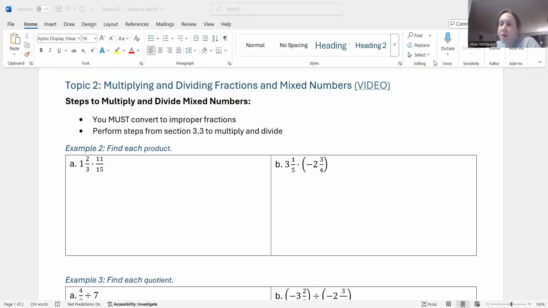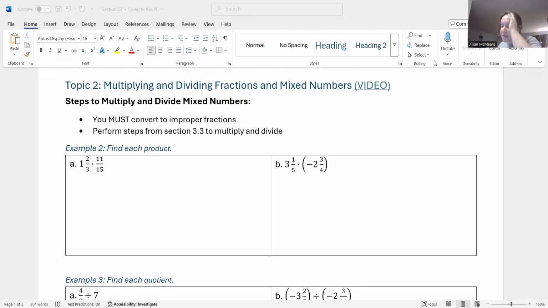For topic two, we're going to look at multiplying and dividing fractions and mixed numbers, but we're really going to focus on the mixed numbers. We already learned how to multiply and divide fractions in a previous section. So for this section, the main focus is going to be those mixed numbers, but a lot of that stuff from the previous section still applies.